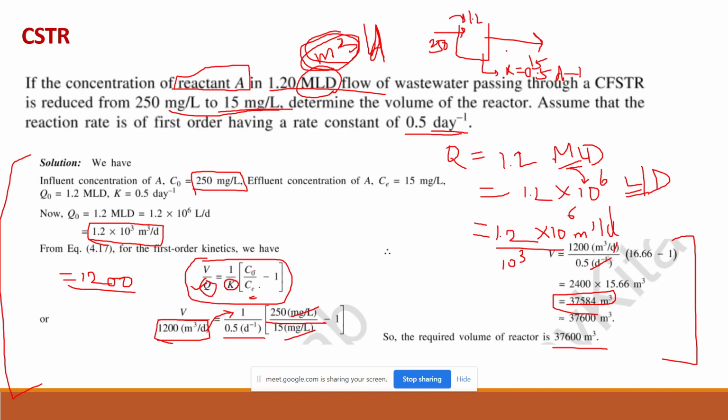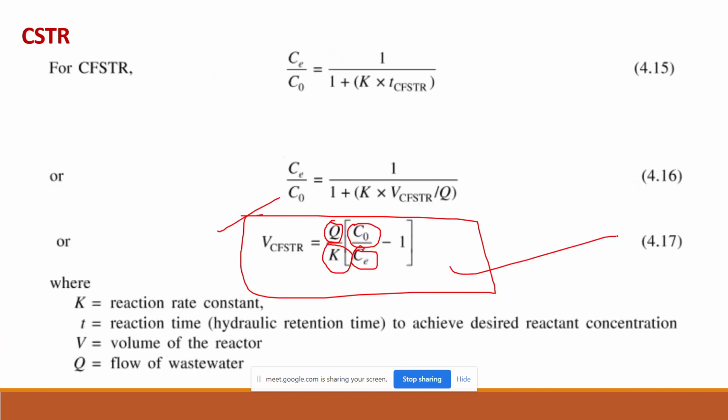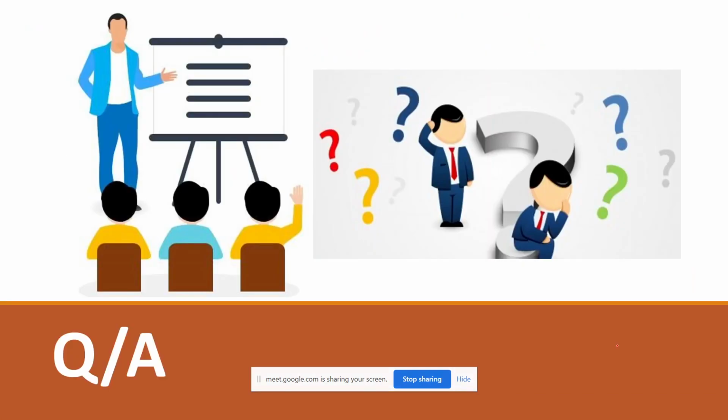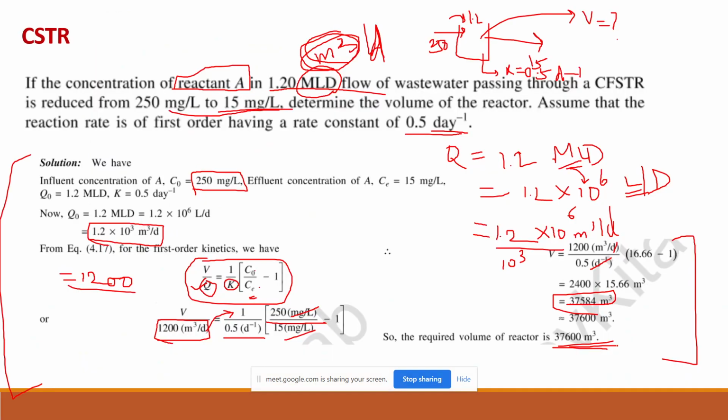And we had to calculate the volume. So what we simply did was we used this relation, applied Q that was 1.2 MLD, then K was 0.5 day inverse. These values were provided. We simply solved it and we got the volume as 37,600 meter cube. Alright. So after this there is a short Q&A session.